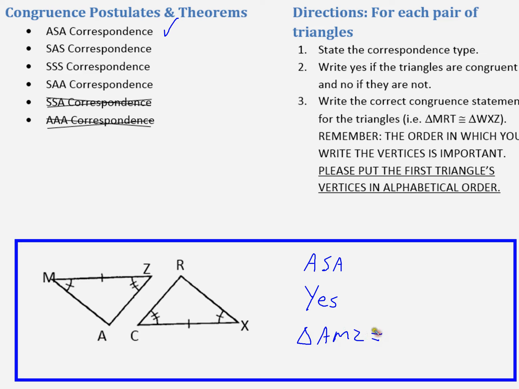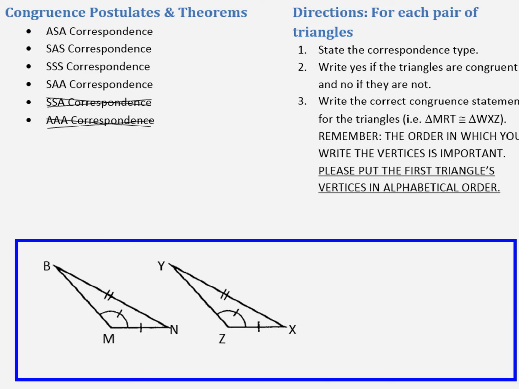And I'm going to say that's congruent to triangle, and I need to look at what corresponds to A. Well, that's R. We'll go from A to M, so A to the one with the one little mark on it. So we want to go from R to X, so RX, and the last letter definitely has to be a C there. So triangle AMZ is congruent to triangle RXC by angle side angle.